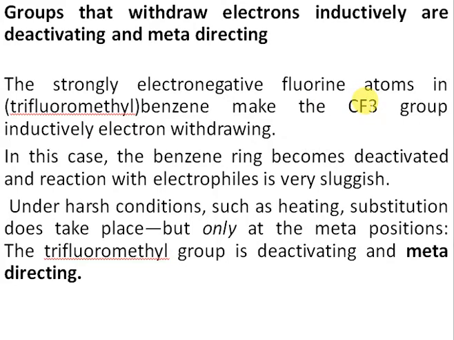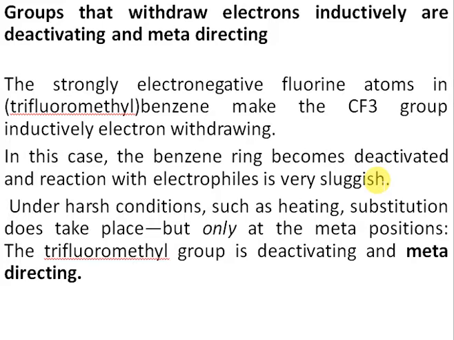So if this trifluoromethyl group is directly attached to the benzene ring, then this group will withdraw electron density, right? Since this group withdraws electron density, the benzene ring becomes electronically deficient. The rate of reaction with the electrophile will decrease, right? Since the rate of reaction is decreasing, it's not easy for the electrophiles to react on the benzene ring. But if you heat this reaction, then substitution occurs, but the substitution will occur mainly at the meta position.